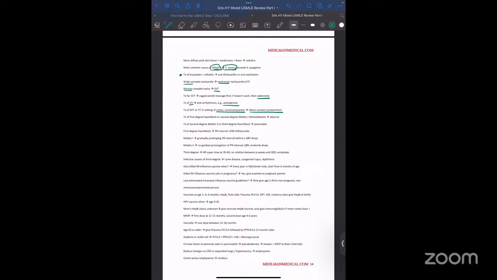Treatment of first degree heart block or second degree Mobitz 1. So anytime there's first degree, or Mobitz type 1 second degree, we will observe. If it's Mobitz type 2 or a third degree heart block, then we need a pacemaker.